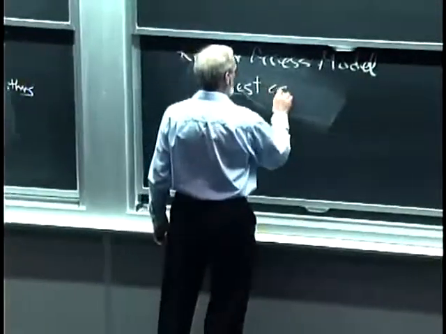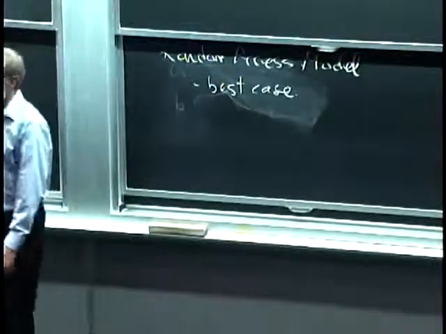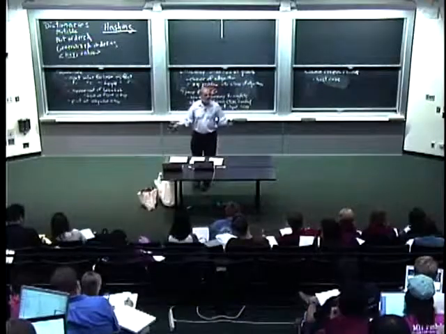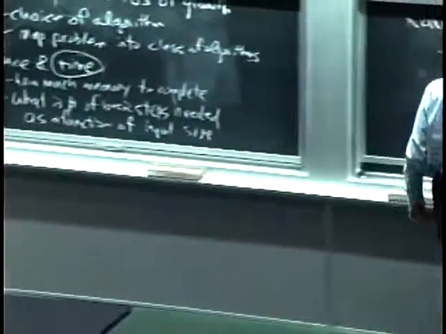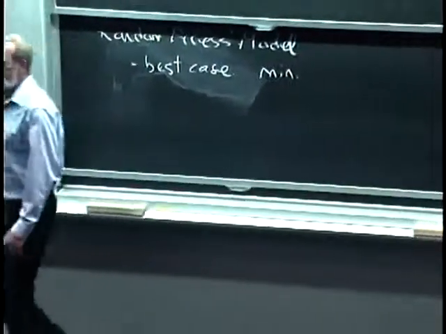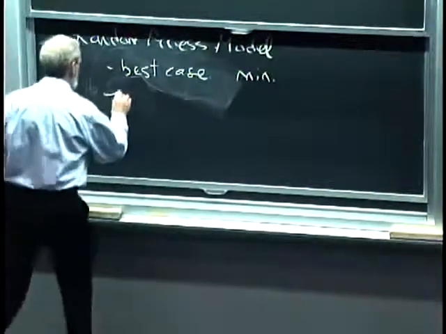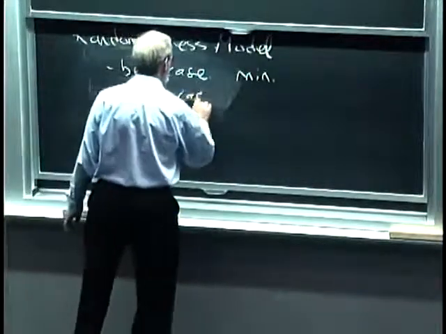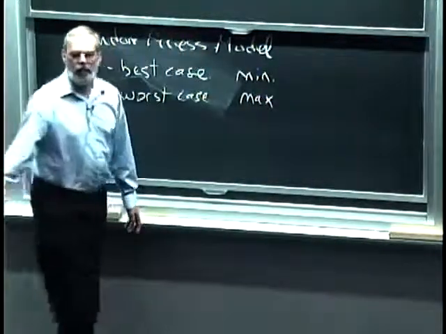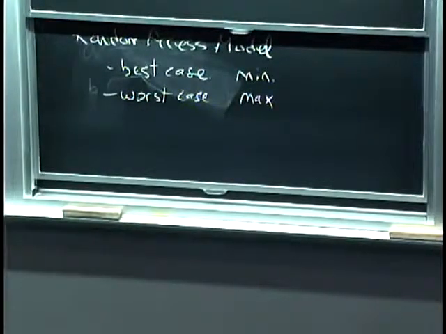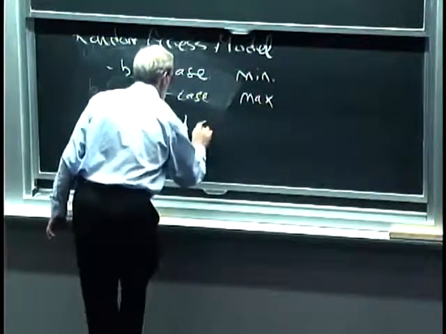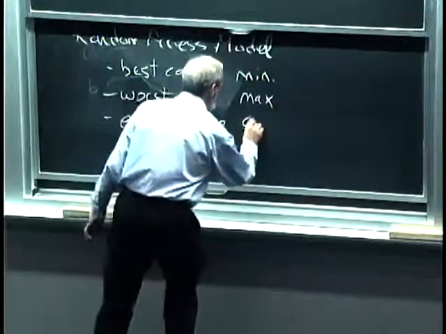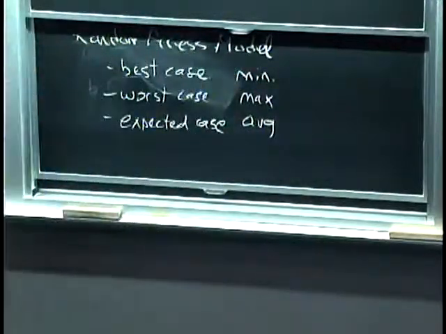Well, one possibility is to do best case. Over all possible inputs to this function, what's the fastest it runs? The fewest, or so the minimum, if you like. It's nice, but not particularly helpful. The other obvious one to do would be worst case. Again, over all possible inputs to this function, what's the most number of steps it takes to do the computation? And the third possibility is to do the expected case. The average, if you want to think of it that way.